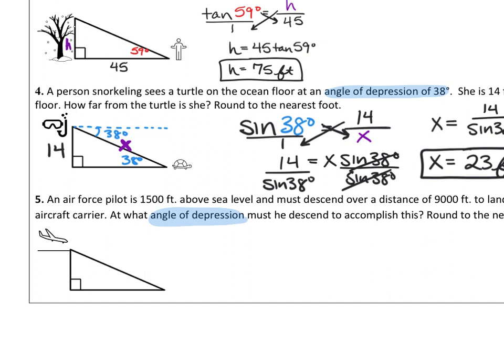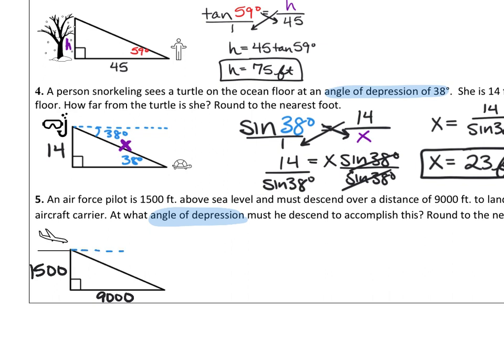So we need to label this image. In this image, it says the Air Force pilot is 1,500 feet above sea level. Above meaning that's my height. So I'm going to put the 1,500 feet as the height of this right triangle that I'm drawing. And he must descend over a distance of 9,000 feet to land smoothly. A distance horizontally of 9,000 feet. So we're going to put the 9,000 right here, because he's descending over this distance. Over it, meaning this way. At what angle of depression must he descend to accomplish this?